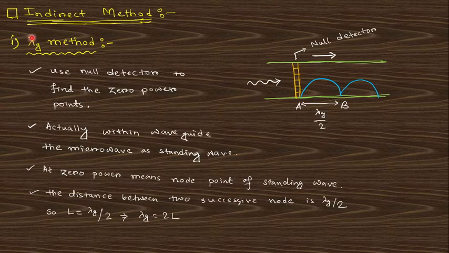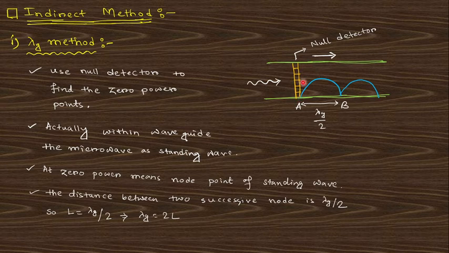The first one is the lambda g method. Lambda g means the wavelength of the guide. Here you can see this is a waveguide, and within the waveguide the microwave behaves as a standing wave. So the wave is like that, and this is a null detector which can detect where the power is 0. We displace this in this direction and find the position where the power is 0.